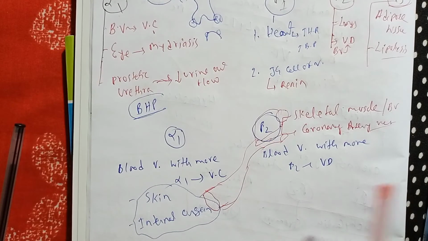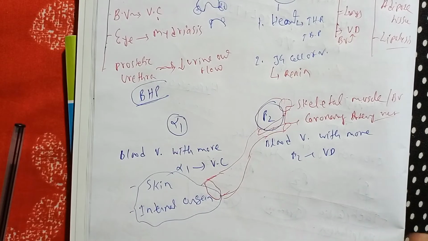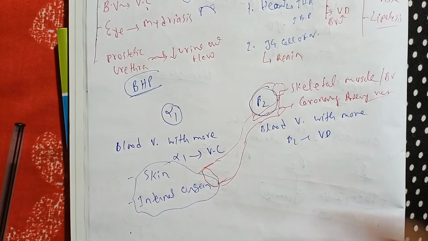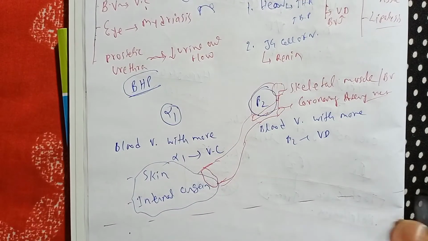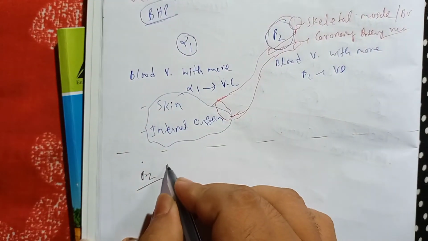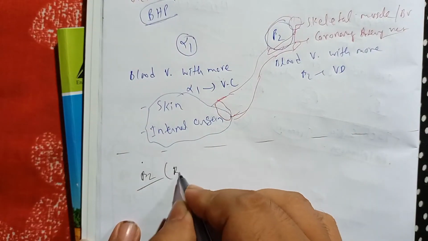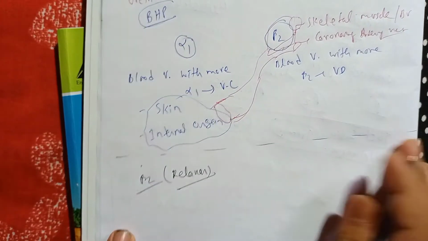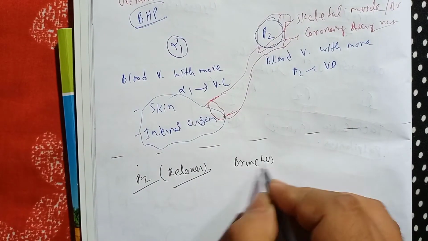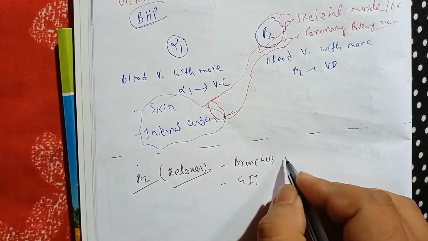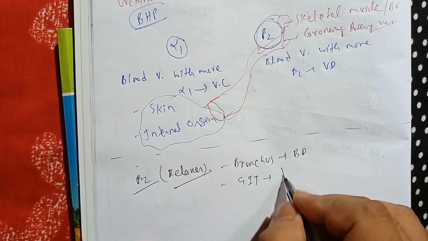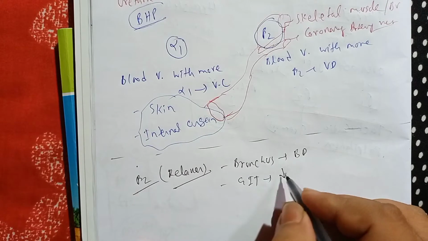Now the next point: we have to mention the beta 2 receptors. The beta 2 receptors are present in our body in many places. Let's have a look. First of all, within the bronchus, beta 2 will act as a relaxant. They are also present within the GIT. Within the bronchus they will cause bronchodilation, of course. Within the GIT, there will be less GI motility.